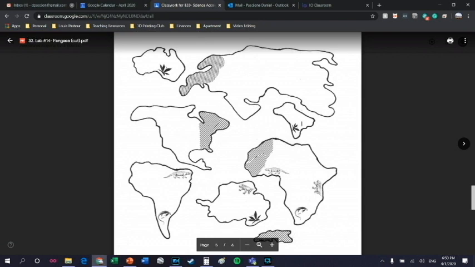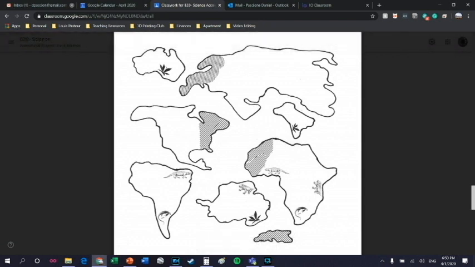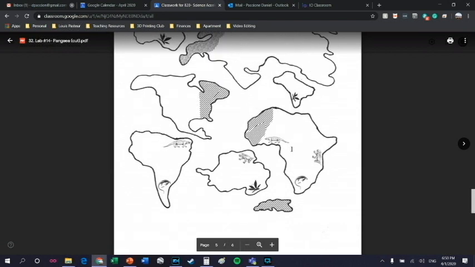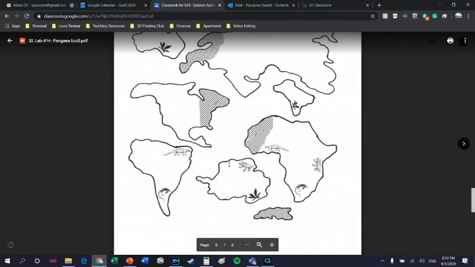Right, and we know that Australia, India, and Antarctica are relatively far away from each other, but according to the idea of Pangaea, well, they were all together at one point. So the plants on those continents, the plant fossils, are all going to be the same. So you have to connect them together, and on this blank piece of paper here, you just paste it on there, and that's that.